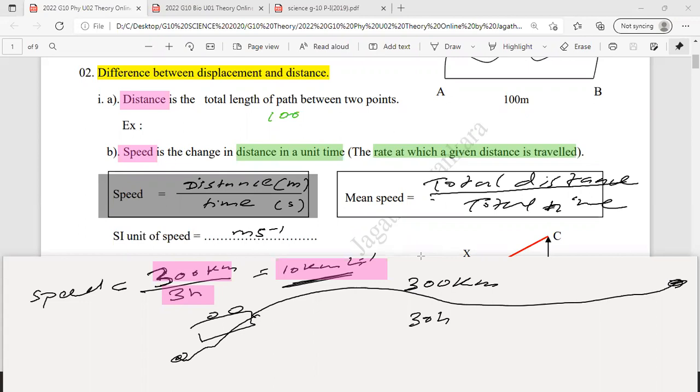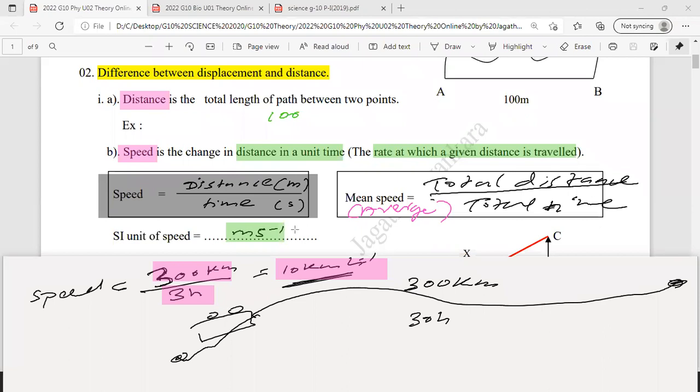Within brackets you can write: mean speed is also known as average speed. What is the SI unit of the mean speed? Meters per second, meters divided by second. They can ask this in the MCQs: units of measuring speed. Next, what is speed? The rate at which the distance is changing, or in other words, how fast you are moving.